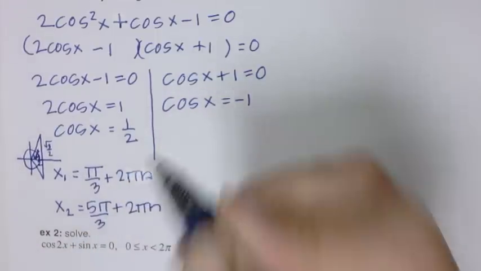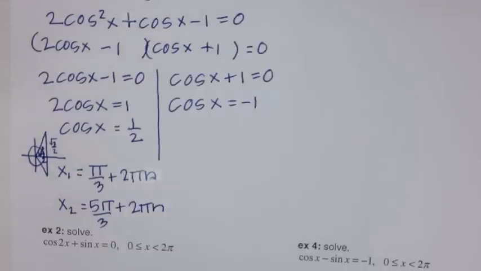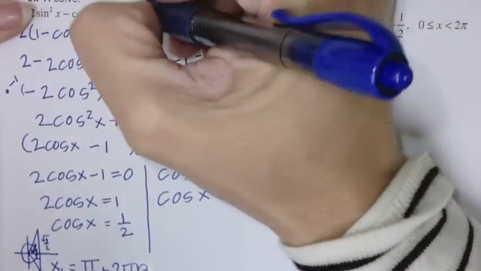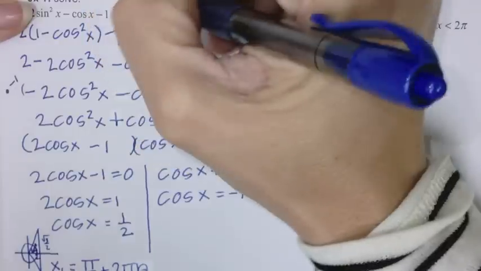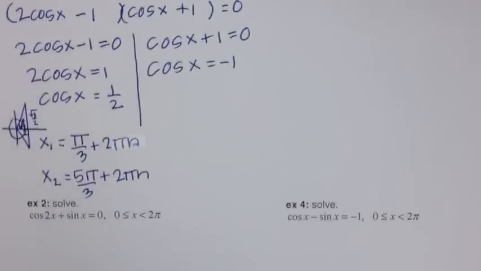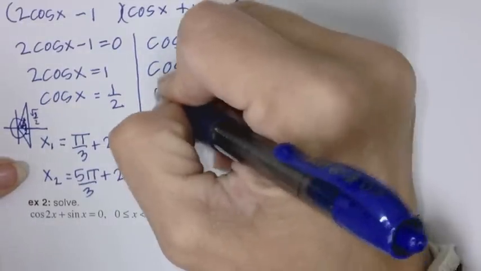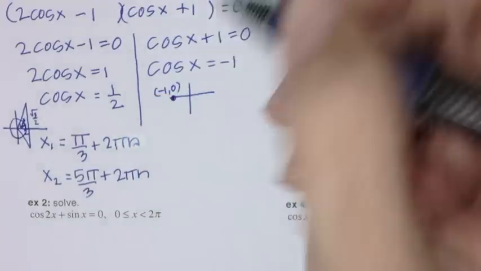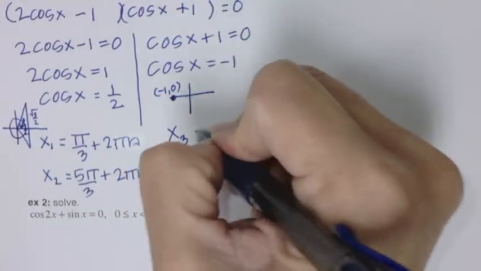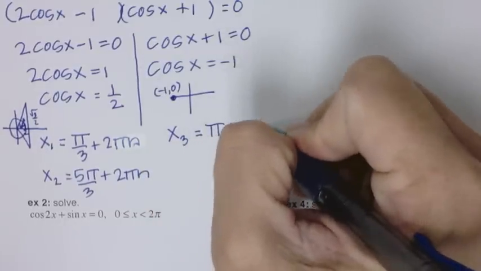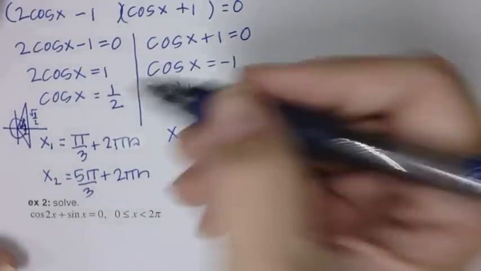I'm just going to check up at the initial problem just to see what it wants me to answer. So it doesn't tell me it has to be restricted. So this is going to be infinite solutions, so I don't have to make a table or figure out anything else. These are good answers. I just have to finish up this side. Cosine of x is equal to negative 1 at pi. So there's my 3 answers for that one.